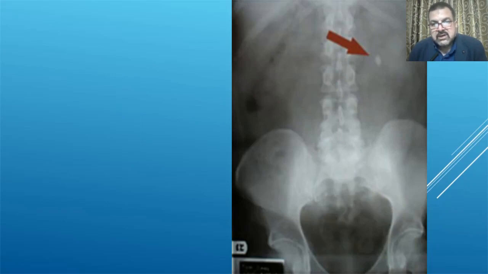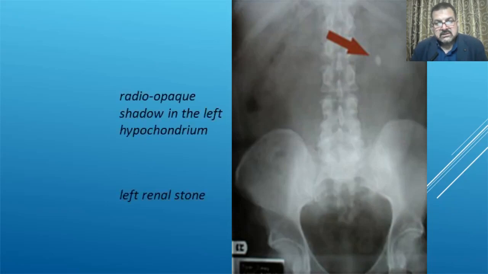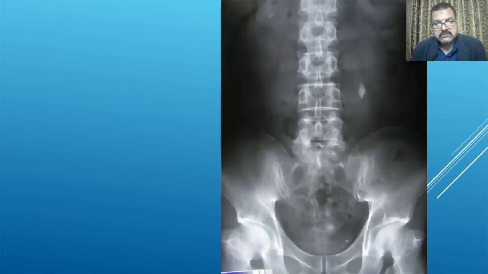But if you give me a description of what you are seeing in this X-ray, you will tell me: I can see, doctor, around a 1 centimeter radio-opaque shadow in the left paravertebral area. By then you can tell me it can be a stone, it can be a ureteric stone, okay, or a renal stone because it is higher.